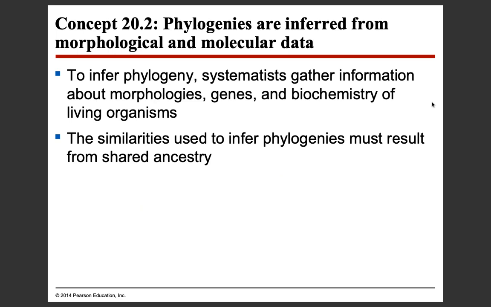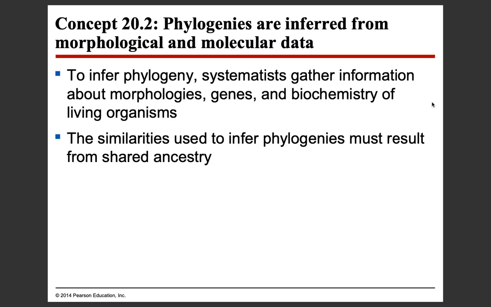So phylogenies are inferred from morphological and molecular data. Sometimes there are different types of phylogenies, right? We're seeing that this is yet another one. To infer phylogeny, systematists gather information about morphology, the way that it looks, its overall shapes, because we talked about homologous and analogous structures in the last lecture. This is the morphology of it.